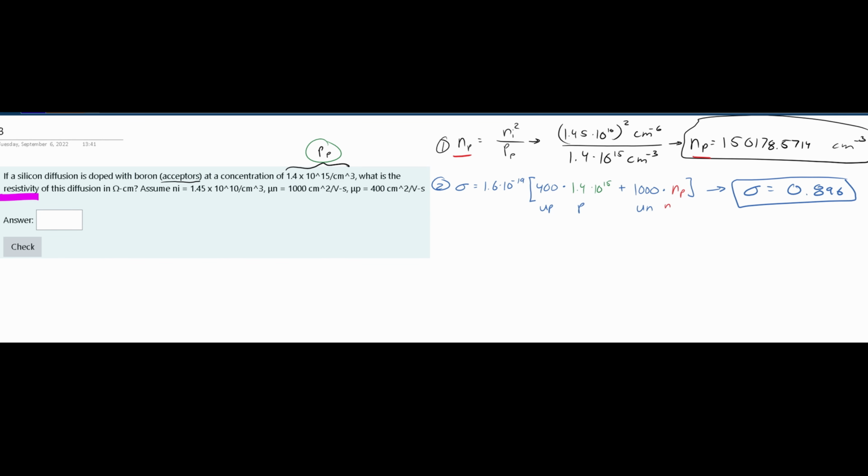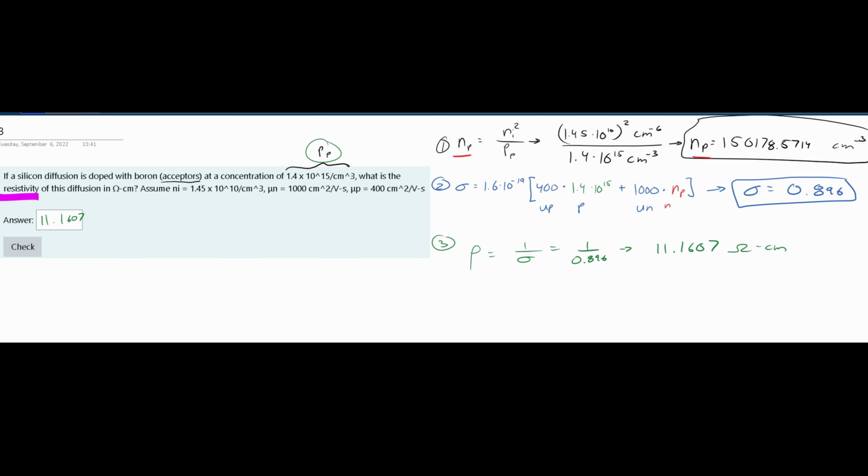And now we're going to want to find the equivalent to resistivity. I forget exactly what the symbol is, but this is for resistivity, and it's equal to 1 over the sigma, which is just going to be 1 over 0.896. And that's going to give us approximately 11.1607. And that, again, if we had the units, would be ohm-centimeters. So when we plug this in, it's going to be 11.1607 for this problem.